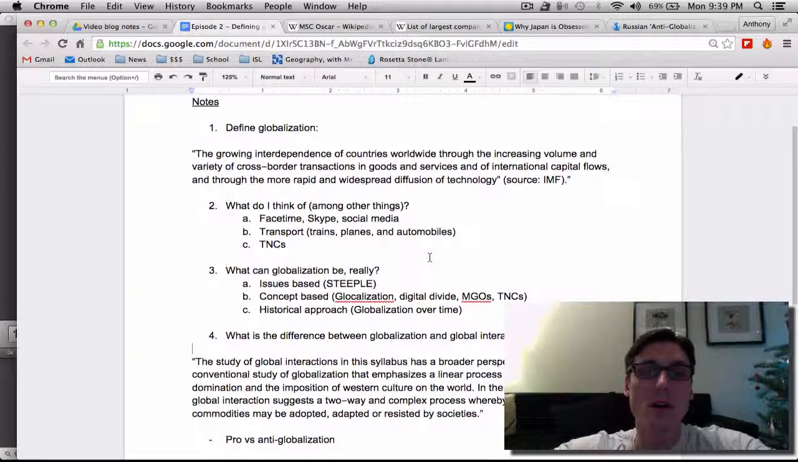Okay? So memorize this definition by the IMF. Hopefully it helps you a little bit, but think about it in the context of what globalization means to you, and I think that will help the most.